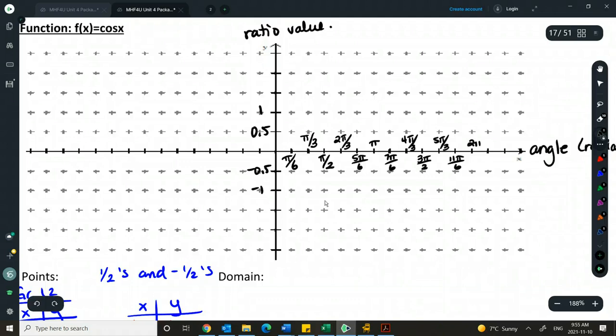Okay, so same as what we did for sine. I'm counting up by pi over 6s and then just reducing them all as I label here, just like we would label our circle. Okay, and then you can start plotting all the points that you have here.